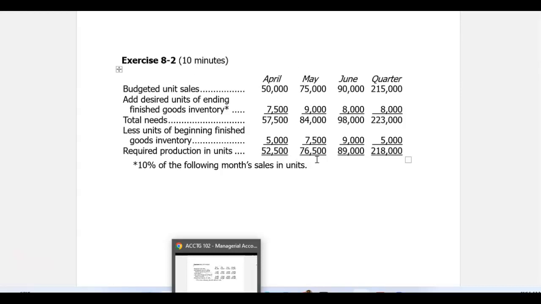You do the same thing for May and for June. But when you add them up for the quarter, remember the beginning of the quarter, again, how many units do you have already in inventory? Whatever is at the end of March, which is 5,000 units. So the 5,000 units at the end of March goes at the beginning of the quarter, which is 5,000. So for the whole quarter, how many units do you need to produce? 218,000 units only.